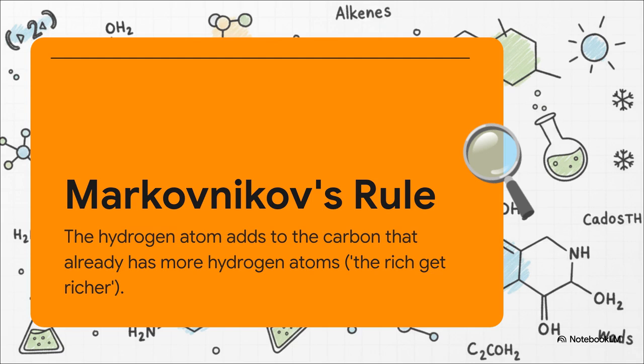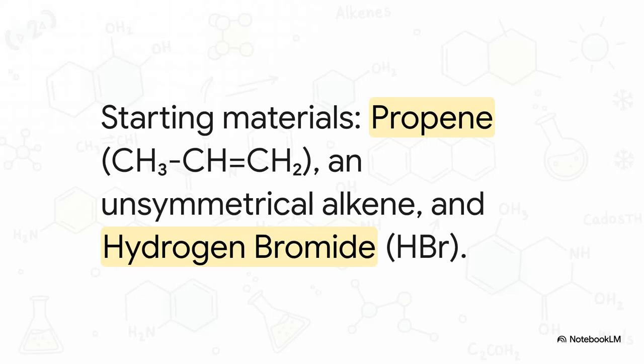Basically, when you're adding something like hydrogen bromide to an alkene that isn't symmetrical, the hydrogen doesn't just add on randomly. It follows this kind of "the rich get richer" principle. The carbon atom that already has more hydrogen atoms is the one that gets the new hydrogen. Let's see how it works.